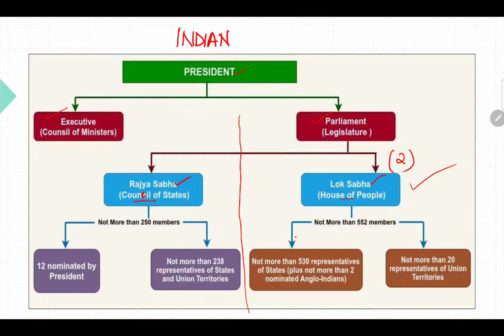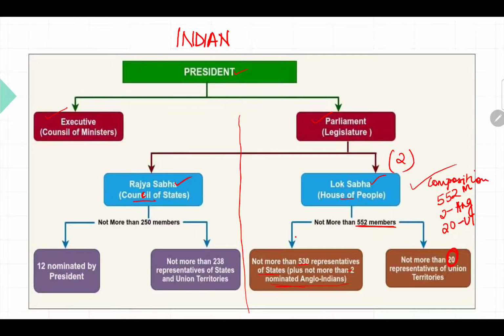In Lok Sabha, members should not be more than 552. Not more than 530 representatives of states, plus not more than 2 nominated Anglo-Indians, and 20 representatives of union territories. So there should be 552 members, with 2 from the Anglo-Indian community and 20 from union territories. You need to be very specific about the composition. This is the composition of Lok Sabha.